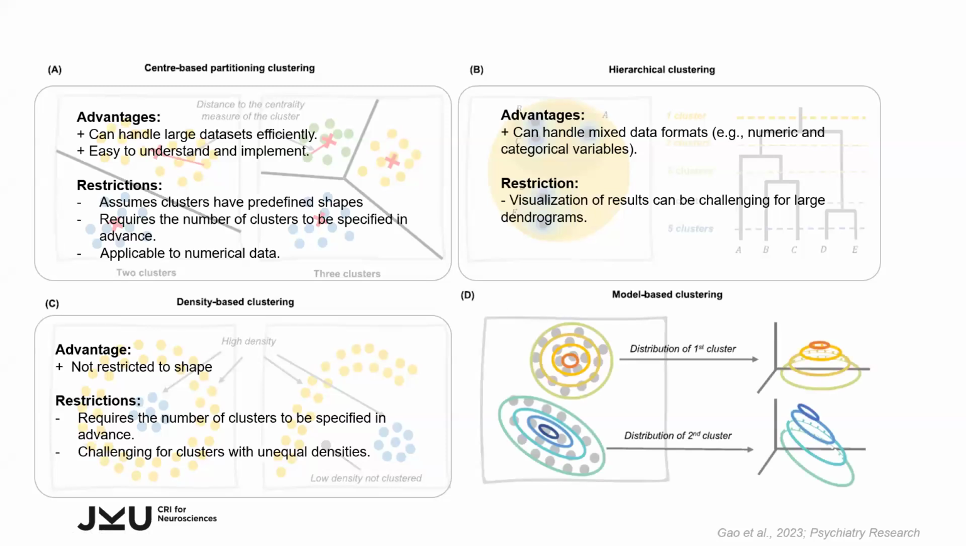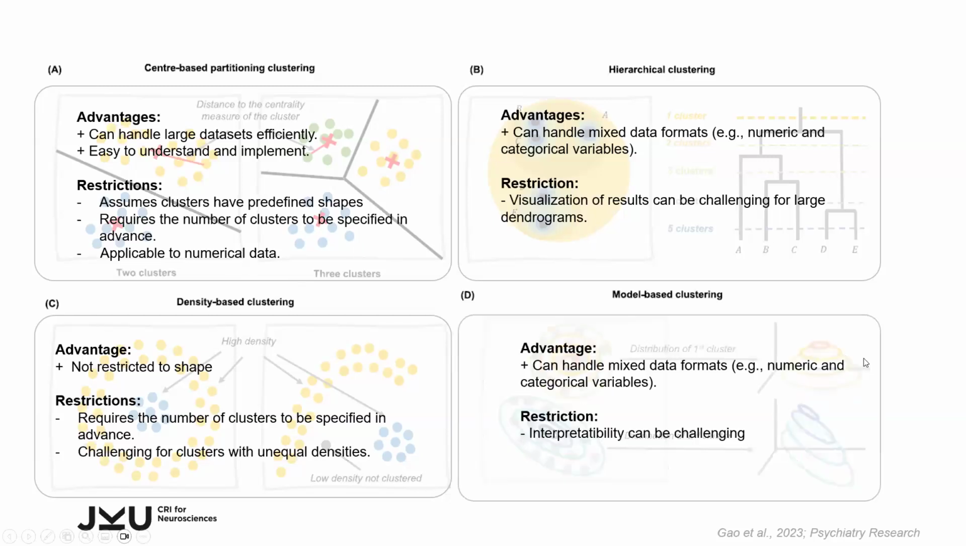And the most complex method, I would say, is the model-based clustering. And this is a more novel method. So instead of computing the distance, like with k-means, but also hierarchical clustering, it estimates the likelihood that a data point belongs to a certain cluster. And this has the restriction, as I mentioned, it can be challenging to interpret these results.